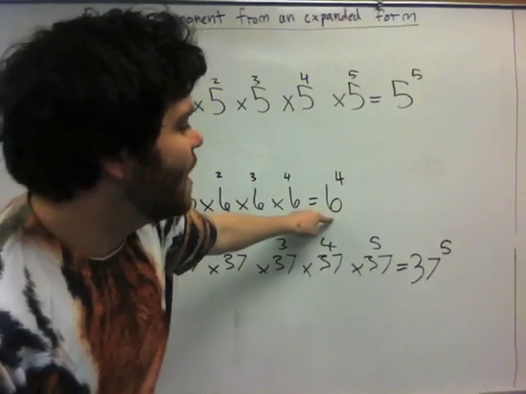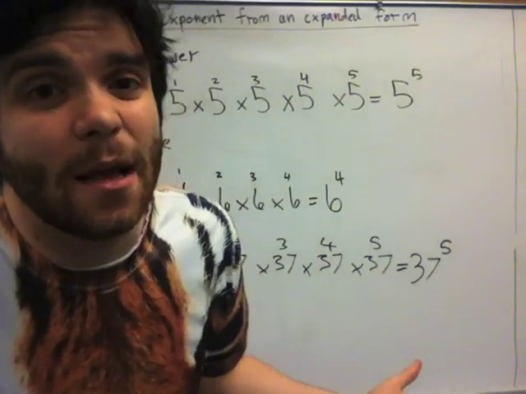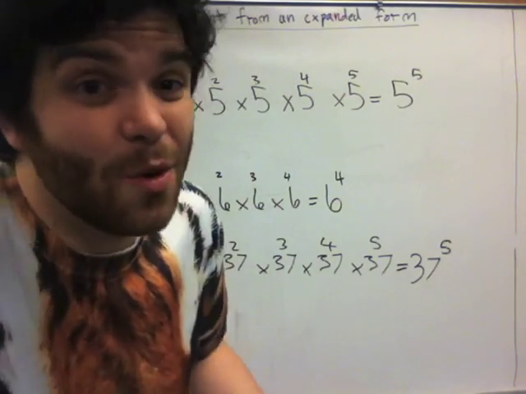By now, you should have a good understanding of how to turn something that looks like this, an expanded form, into an exponent. You find your base by saying, hey, what's the only number that I see? And then you find your power by saying, well, how many times do I see that number?